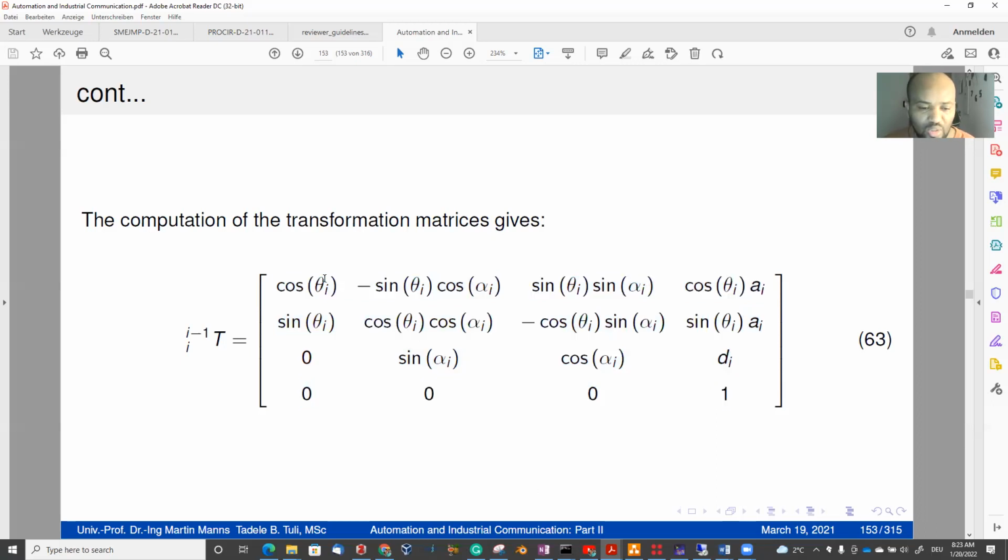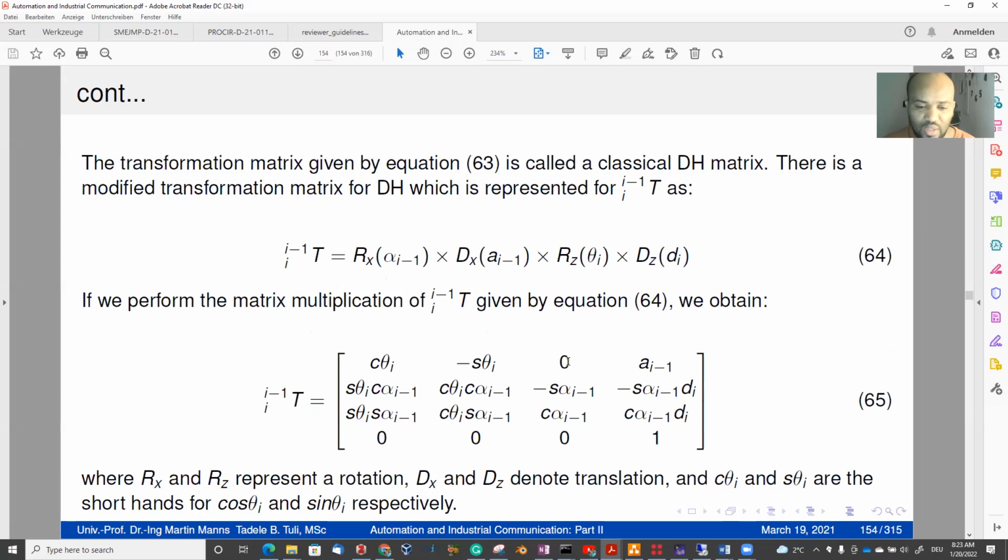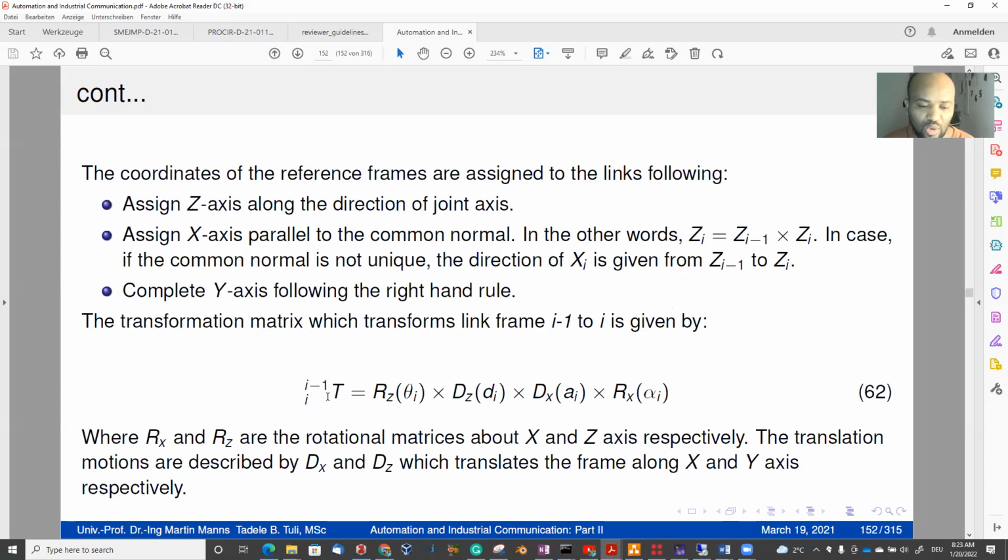In the Denavit-Hartenberg convention, we have the joint variable, the joint offset, the link offset, the link length A, and the link offset D. We said we have two types of Denavit-Hartenberg, and the only difference is the order of matrix manipulation. In the case of the older one, we have rotate Z by the joint angle times translate D and translate A rotate X.